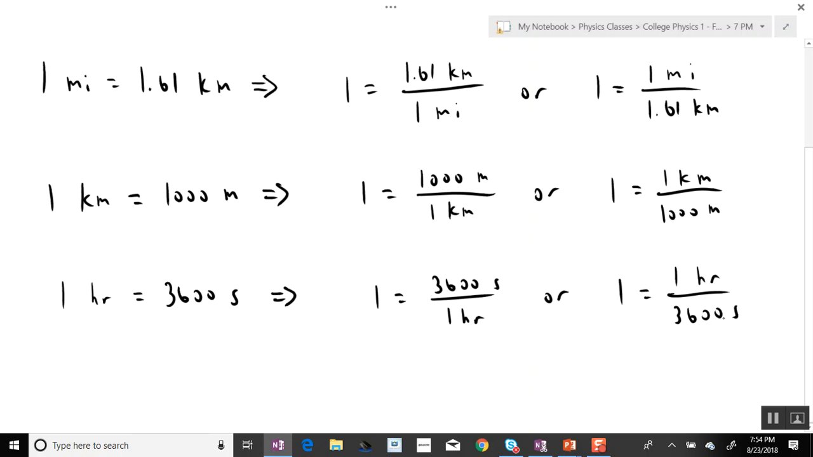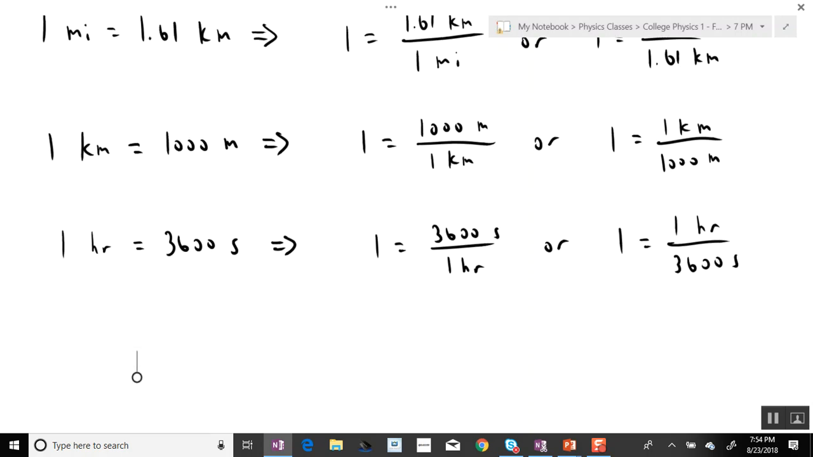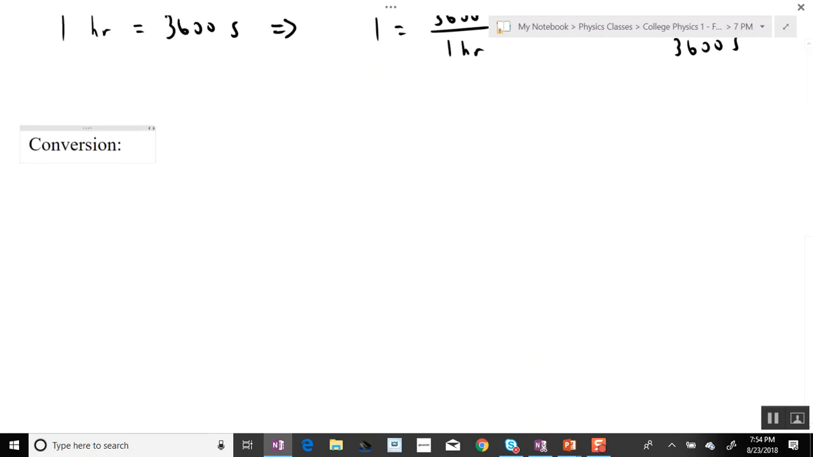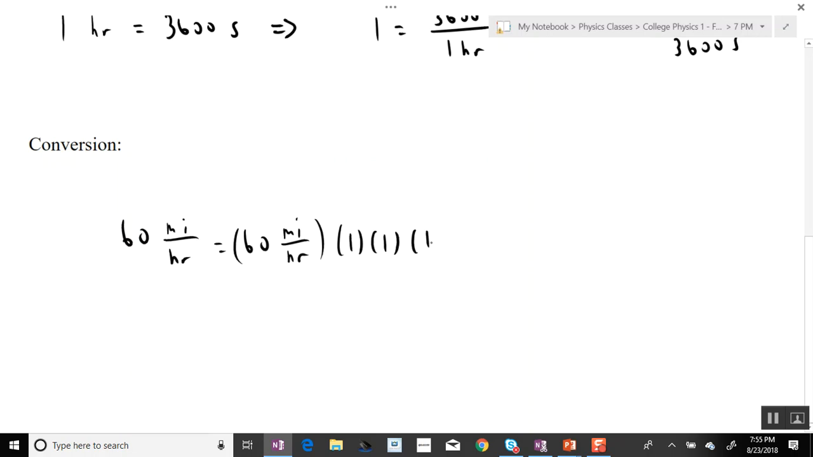So we have all these different versions of 1, and basically we have to use 3 of these versions of 1 to do the unit conversion, right? So now we got to do the conversion. That's the setup to the conversion. We haven't done the conversion yet. Okay, so it's 60 miles an hour. That's what we're trying to convert. So what we want to do is multiply 60 miles per hour by 3 ones to get this conversion, right?